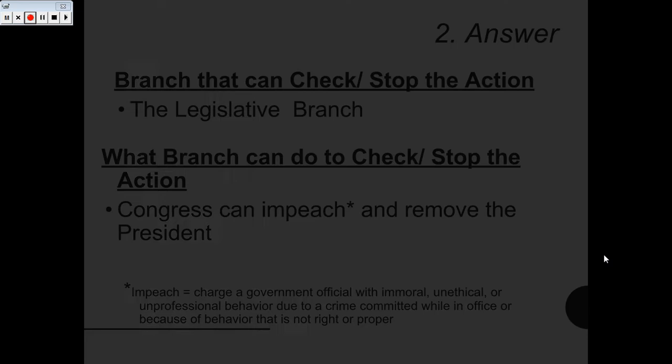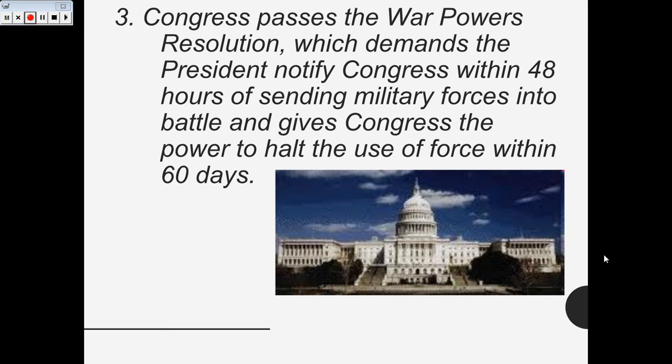So moving on to the next example here, Congress passed the War Powers Resolution, which demands the president notify Congress within 48 hours of sending military forces into battle, and gives Congress the power to halt the use of force within 60 days. So what do you guys think? Who could be the branch or branches of government to check this, and what could they do?